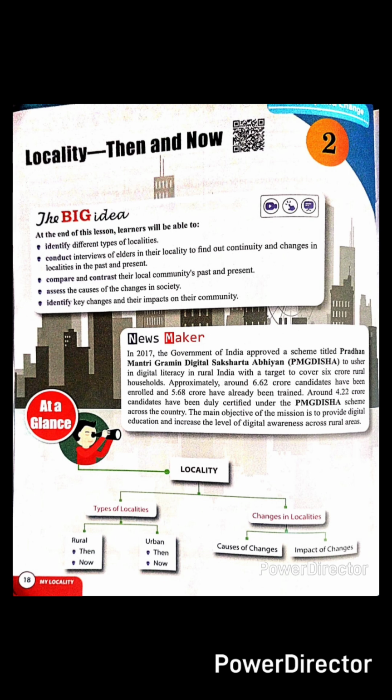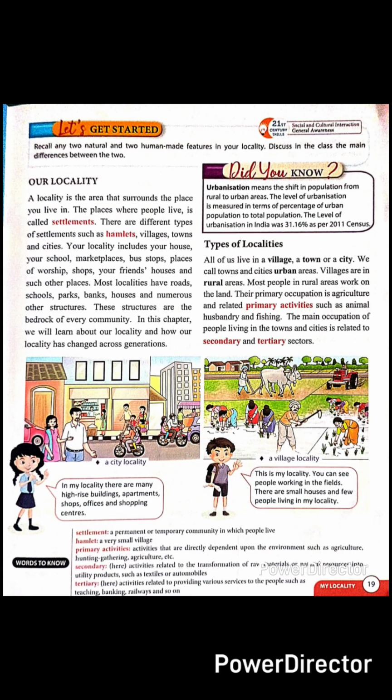The main objective of the mission is to provide digital education and increase the level of digital awareness across rural areas. So, children, this scheme has the main objective to provide digital education and increase the level of digital awareness. Now, what is digital education? Digital education refers to the use of technology in education. What is digital learning? Digital learning in education involves the use of digital devices, resources, and tools in education. Digital learning includes the use of digital textbooks, also known as e-textbooks, and mobile apps.